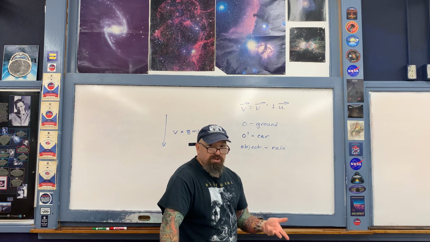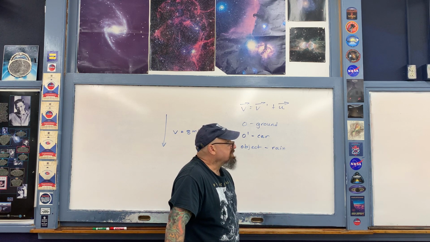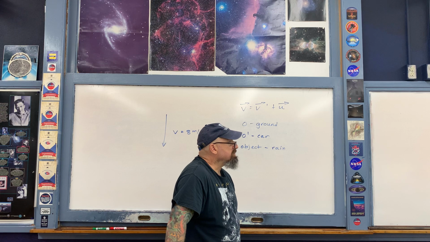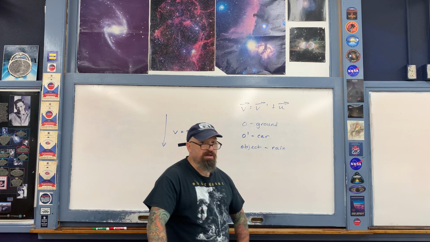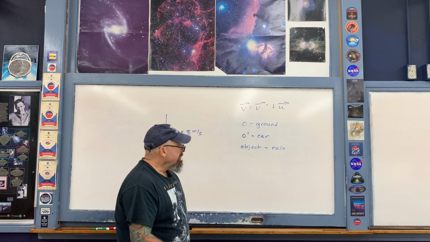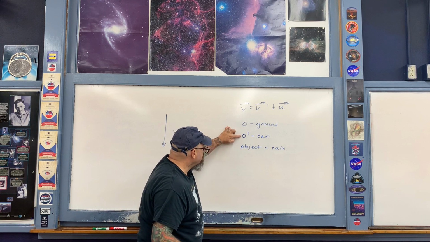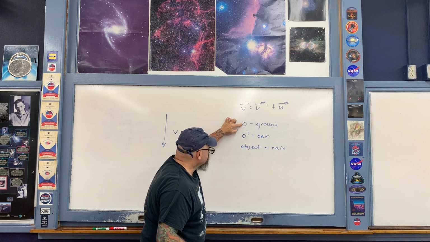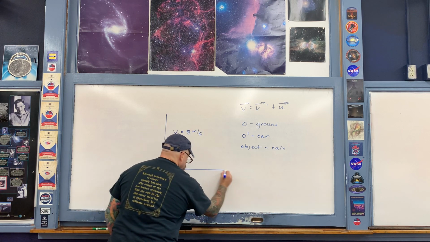Then the second observer is driving a car that is moving horizontally at a constant speed of 30 meters per second with respect to the ground. We'll say that that's to the right-hand side. That's describing the velocity of the car, the moving reference frame, relative to the ground, the stationary reference frame. So therefore, that's the velocity vector U.